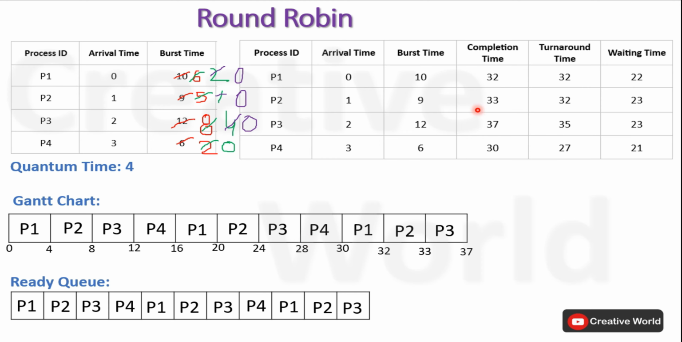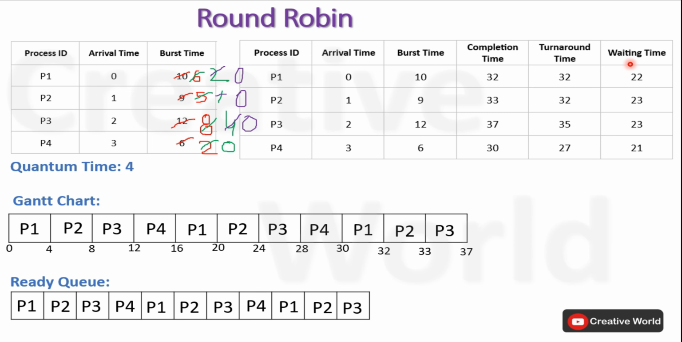First of all, we will find completion time. So process P1 is completed at time 32. Process P2 is completed at time 33. Process P3 is completed at time 37 and process P4 is completed at time 30. After calculating completion time, we are able to calculate turnaround time, that will be equal to completion time minus arrival time. 32 minus 0, 32, 33 minus 1, 32, 37 minus 2, 35, 30 minus 3, 27.